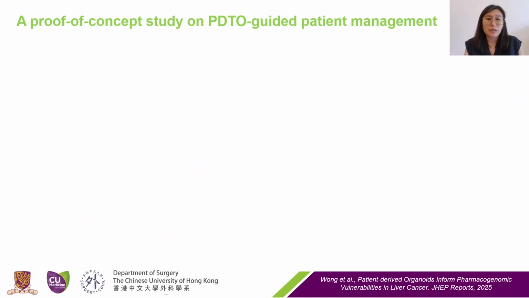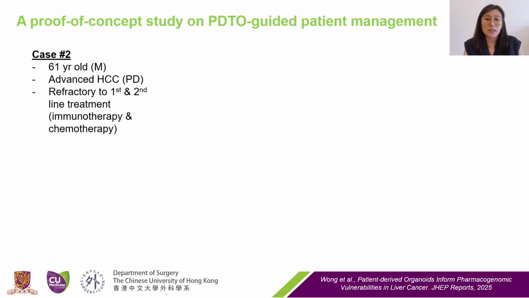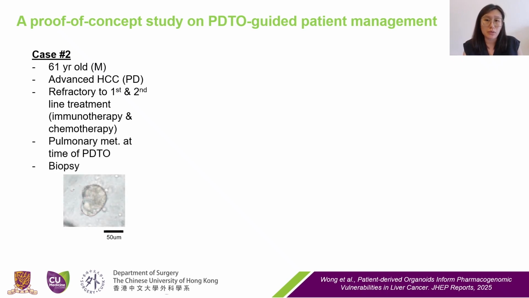For the second case study, it's also an HCC patient, a 61-year-old male with advanced HCC, also refractory to first and second systemic treatment. At that time, he also presented with pulmonary mets. So we used his biopsy to establish the organoid. This is what it looks like.